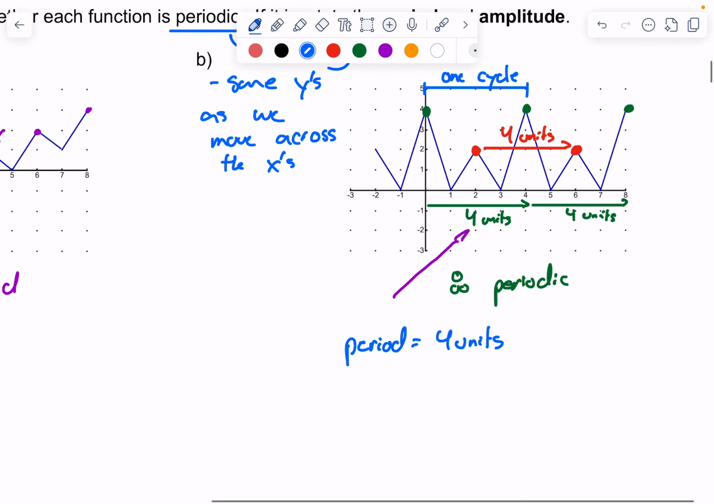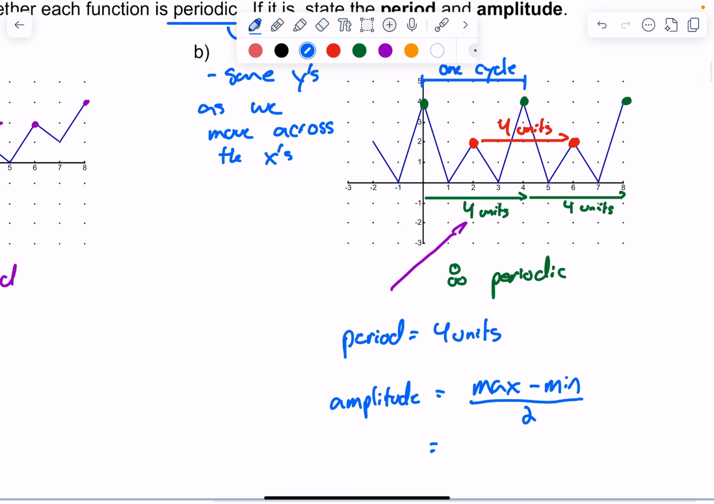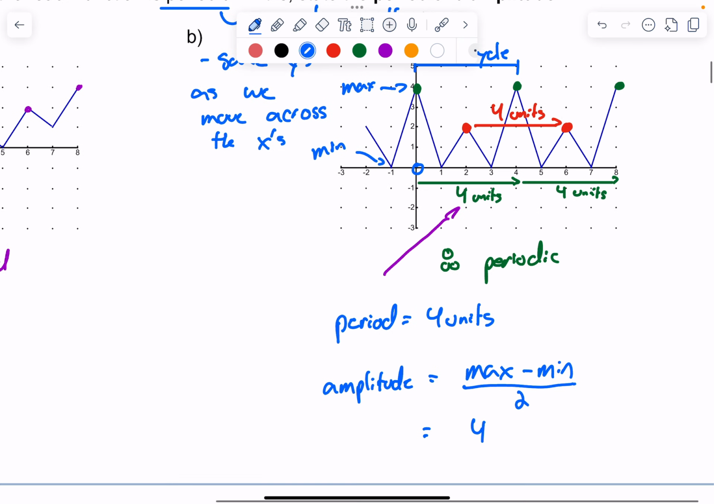The amplitude, the second thing we're trying to calculate, remember, is your max minus your min, dividing that by 2. So let's look at our graph and find what your highest value is. Well, that is 4, so it's 4 right here. That's your max. And the lowest value is right here. That's your min. And that is occurring at a value of 0. So 4 minus 0 over 2 gives you 2. So our amplitude has a value of 2 units.